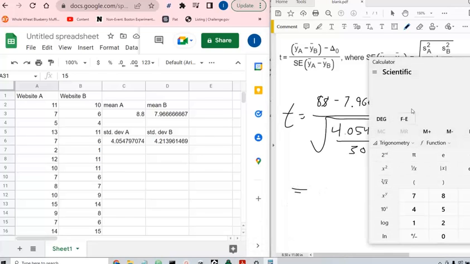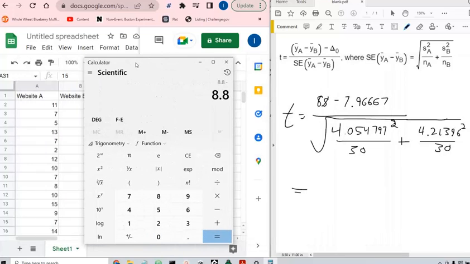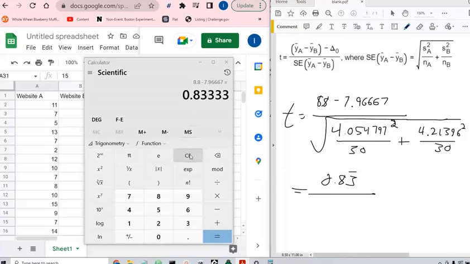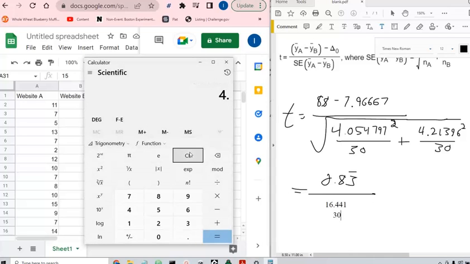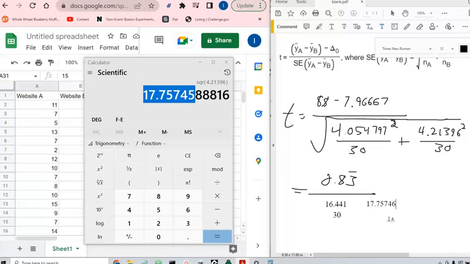Now we're ready to calculate. Numerator's nice and easy. 0.83 repeating. In the denominator, I'm going to do the squaring first. So we want to square that. And then over here, we want to square 4.21396. I'm going to clean it up in just a second. That's going to round up. That's again over 30. Okay, so this is what our denominator looks like.